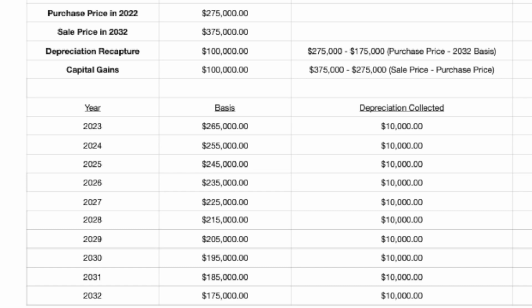Now, your other $100,000, which is calculated as capital gains, is the difference between your purchase price and your sale price. So since you bought it for $275,000 and you're now selling it for $375,000, you're paying capital gains on the $100,000 that you're making. But I don't want to get into capital gains just yet. There's a little bit more detail that I want to put into this topic, so I will try to post everything about capital gains in the next video.